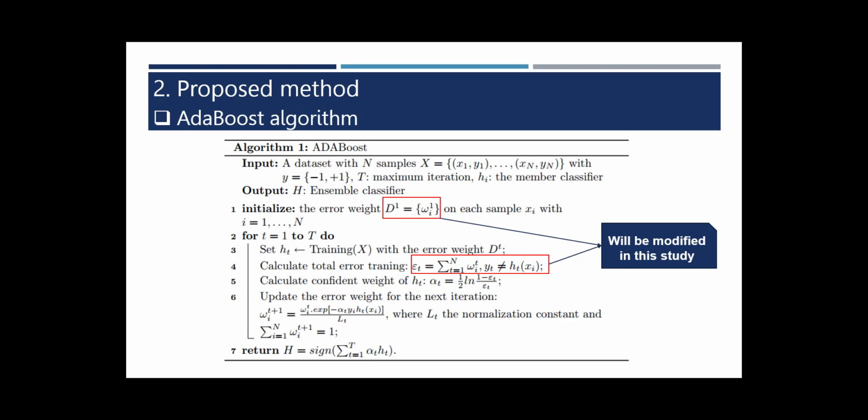However, in the case of an imbalanced dataset, we need to adjust the algorithm to take a closer look at the positive labels. That is, to assign a higher error weight to the positive label samples. In addition, AdaBoost calculates the confidence weight of the membership classification algorithm based on the total error on the entire dataset, without considering the details of each label type, +1 and -1. Based on these limitations, there are two problems that we will improve in this study, as you can see on the screen.